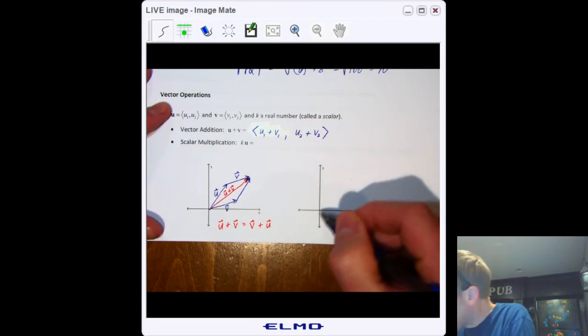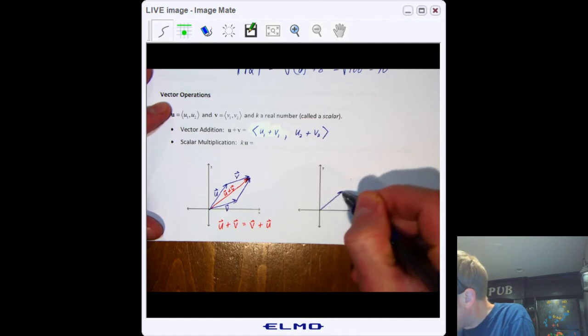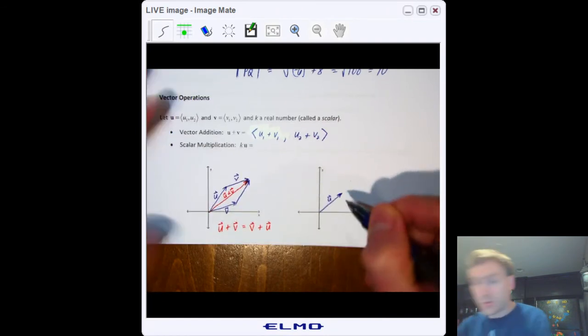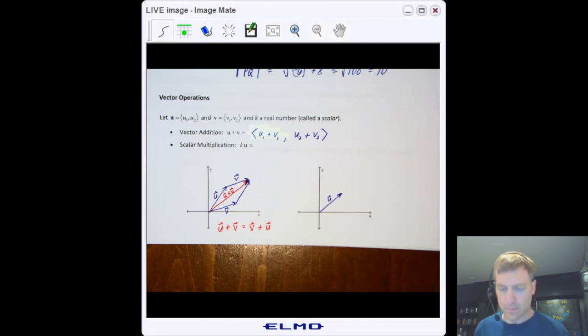All right, next, scalar multiplication. Draw a vector u. Now I'm going to ask you a question. What do you think vector 2u looks like? If I were to say 2 times vector u, what would that look like? Actually, let me give you a moment. Take your pencil and draw what you think 2 times vector u would look like.